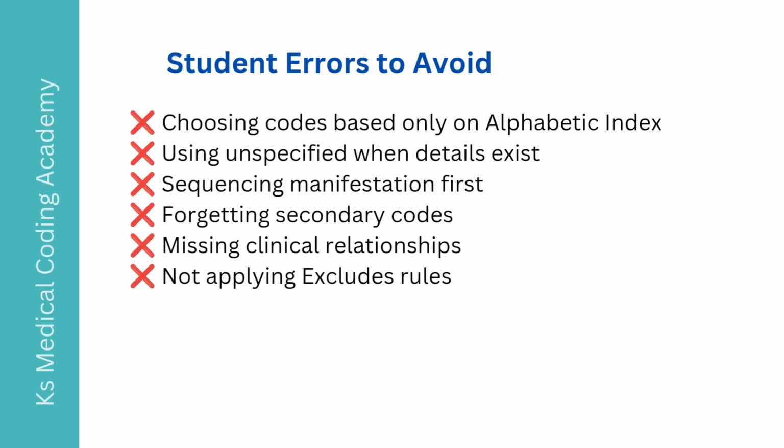Student errors to avoid. Avoid these common pitfalls: coding only from the index, using unspecified codes when details exist, sequencing manifestations ahead of etiologies, forgetting to add secondary codes, missing clinical relationships, and ignoring Excludes notes.